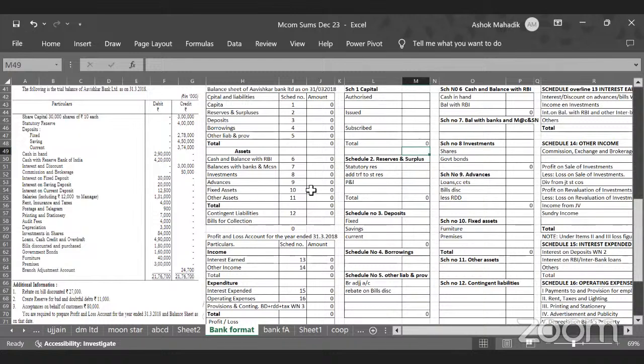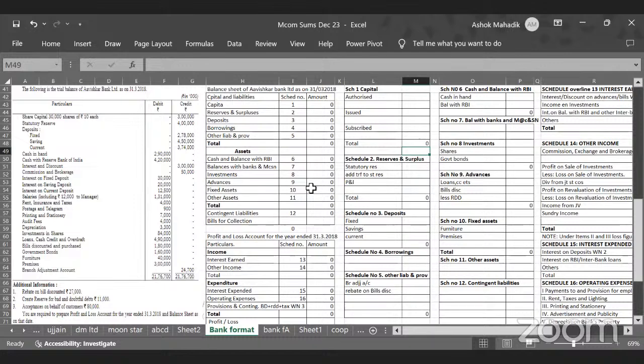This is the third lecture on banking companies' final accounts. In the first lecture, I discussed the format and explained all the schedules. In the second lecture, I took one sum based on the income statement. Now in this lecture, I'll be taking one comprehensive sum which will cover the income statement as well as the balance sheet and all the related schedules.